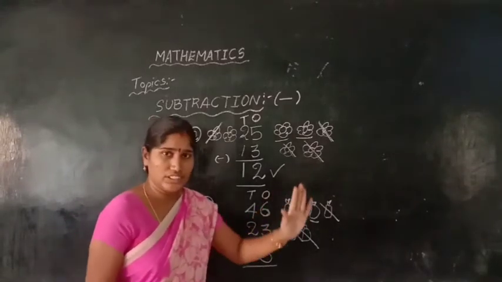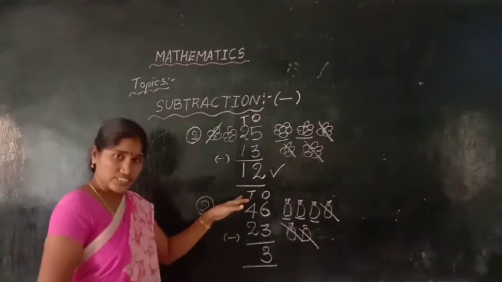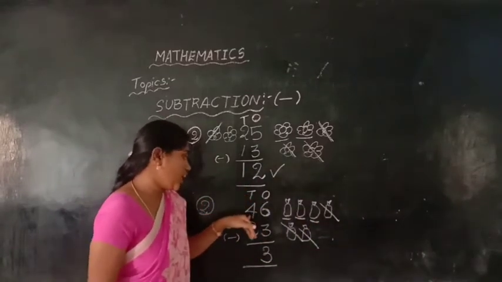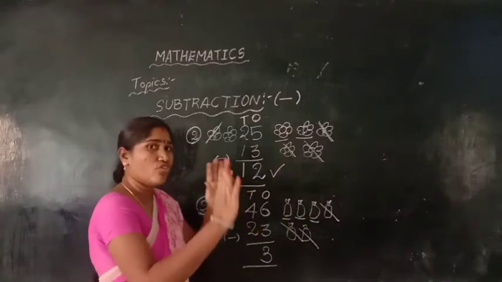Once the ones digit is finished, now we are going to the tens digit. Okay, children. See here, 4. Now we will take 4 chocolates.